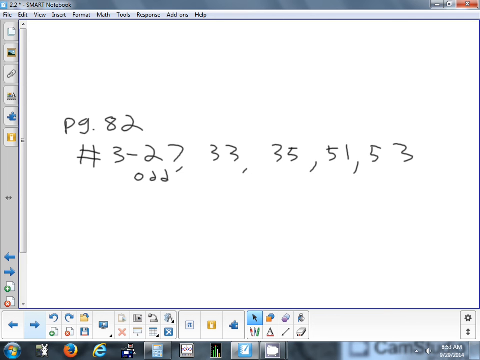So for tonight, on page 82, look at 3 through 27 odd, 33, 35, 51, and 53. And in your MCAS packet, do the first three questions. Multiple choice, first three questions.